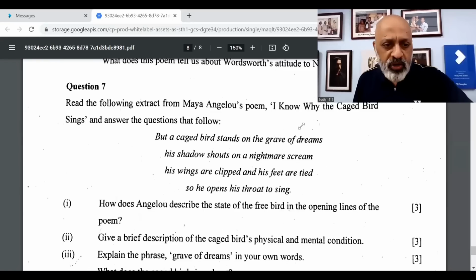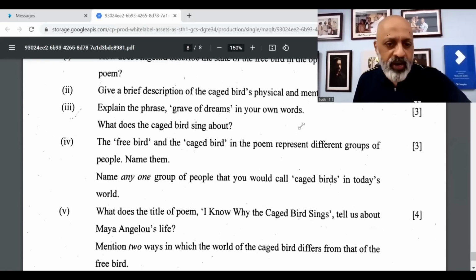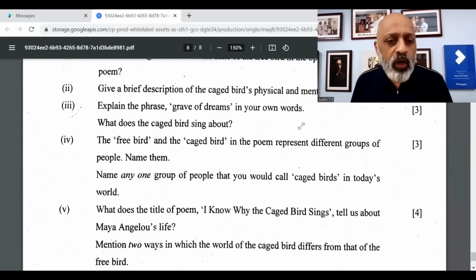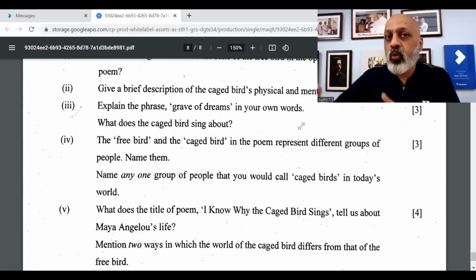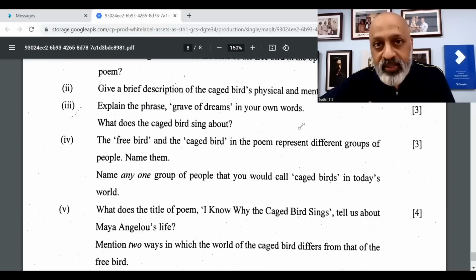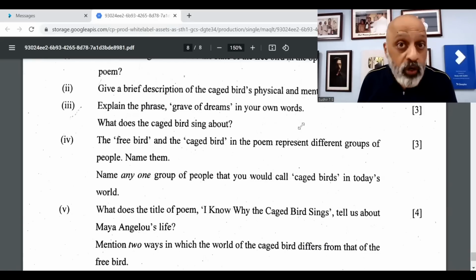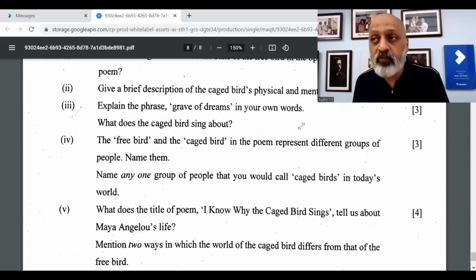Pretty simple and straightforward. And the caged bird, right? One of the things, name any one group of people that you would call caged birds in today's world. Now, this can be seen with many options. So it depends entirely on the council. What kind of options do they say that this is acceptable and this is not acceptable? I would say someone like, say, the minorities in today's world, in whichever part they are kind of dominated by the majority population. Or some students of mine have written things like Afghan girls, which is perfectly all right.